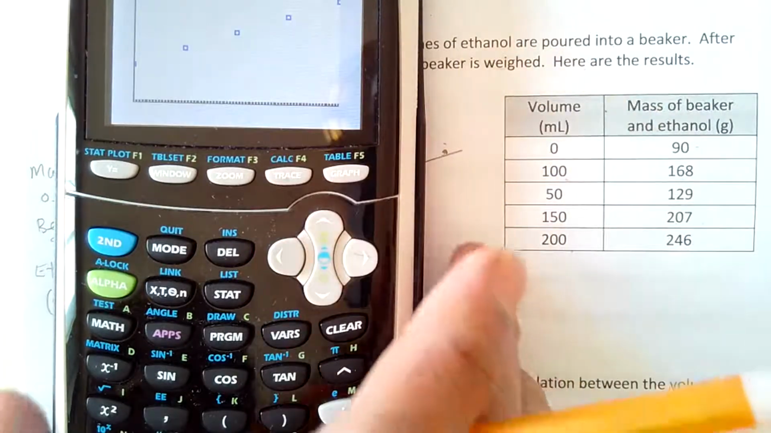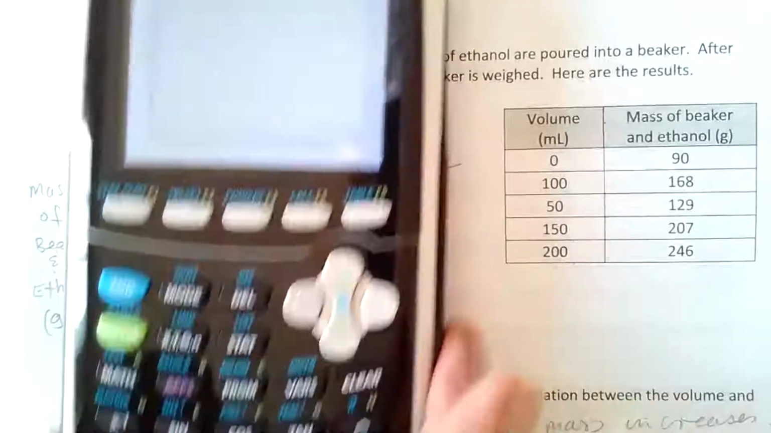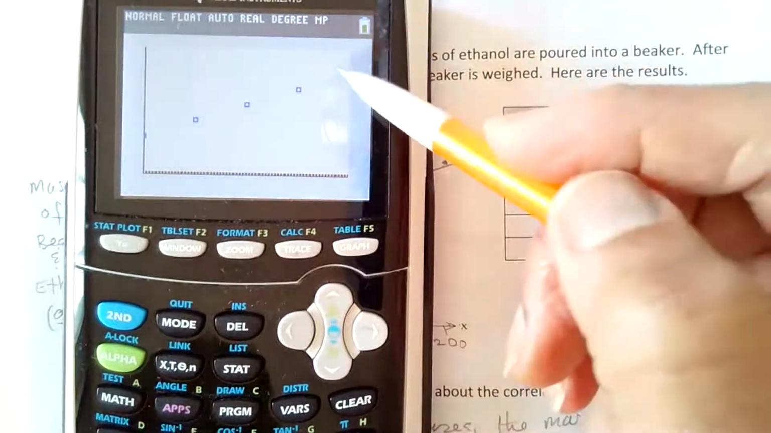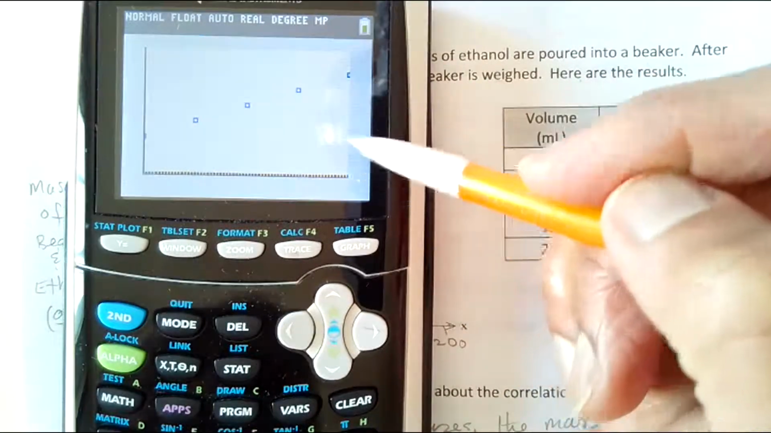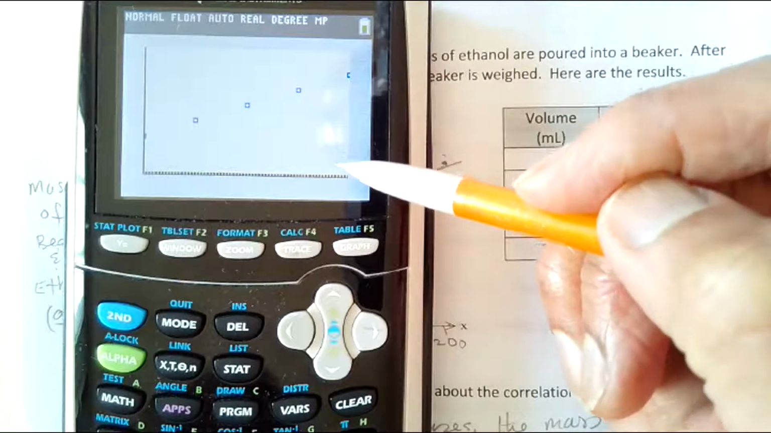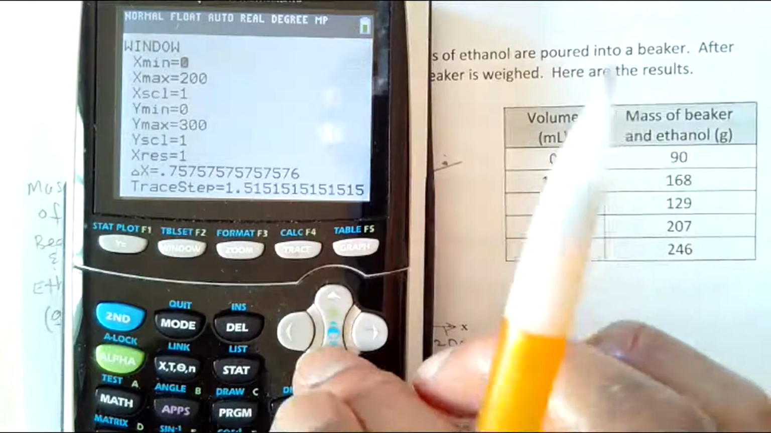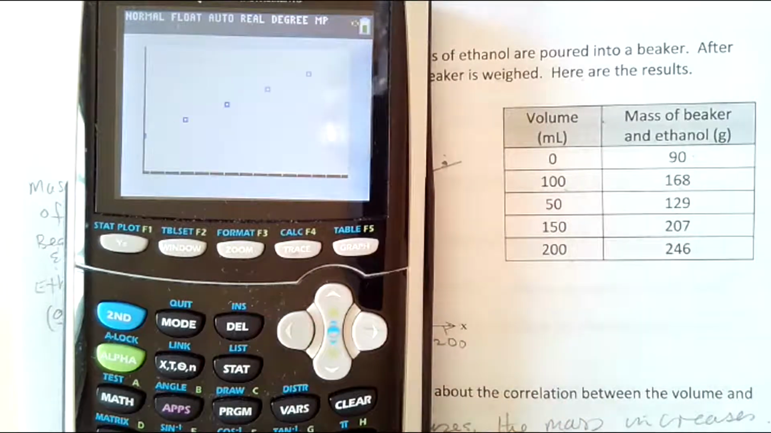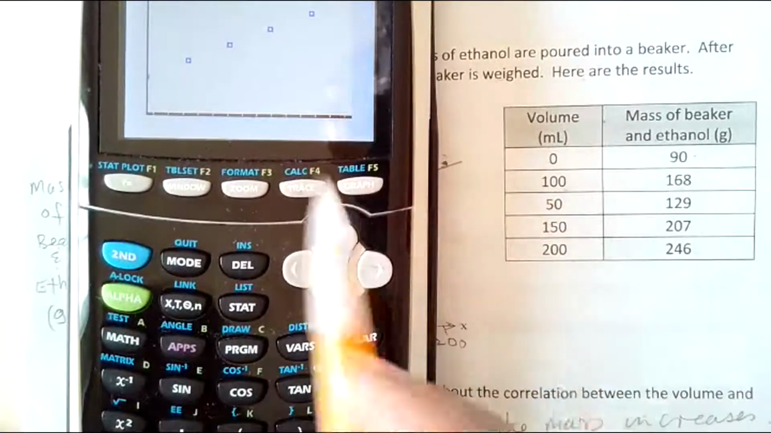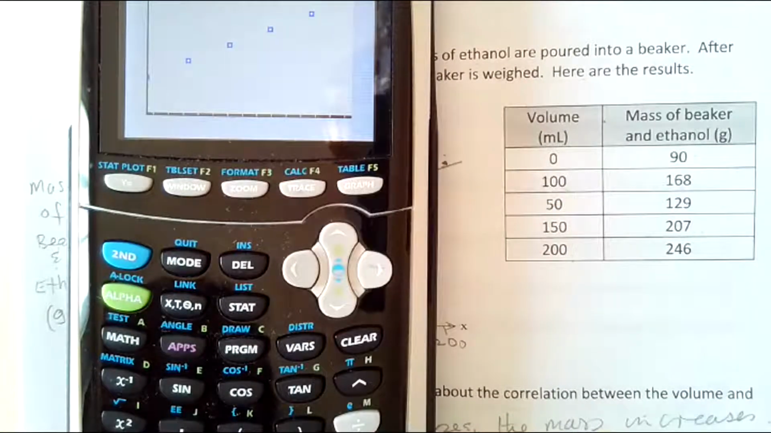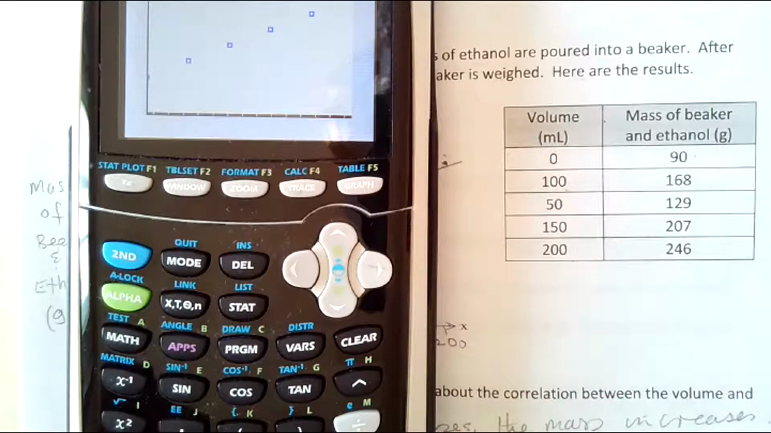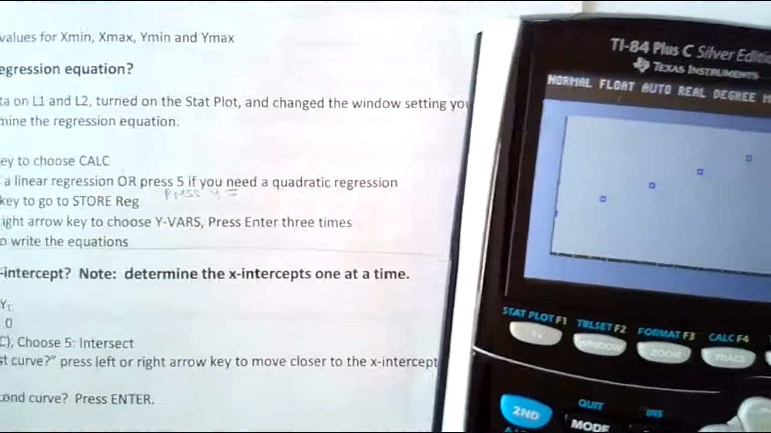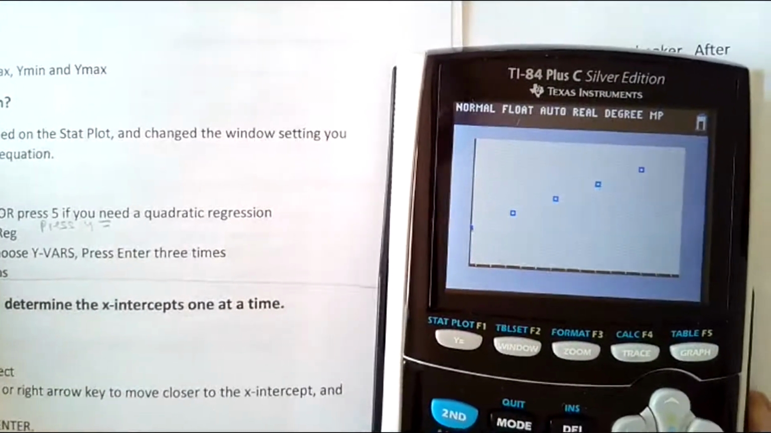Now, my stat plot, now there are my points. Notice this goes beyond, so I could have increased my X maximum. I can go back to my window and maybe put this as 250. Now I need to get my line through it, my line of best fit, which is how to determine the linear regression.